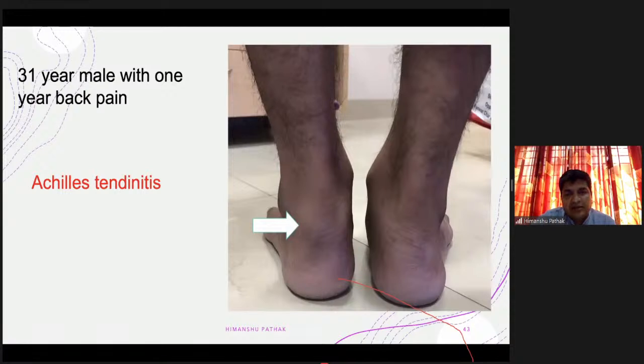Achilles tendonitis. Sometimes you have to look for it. So when you have a back pain patient, you ask, do they have any heel pain? And you go down and look for a swelling around the heel, and then you think that this is Achilles tendonitis. So these are all real life patients.